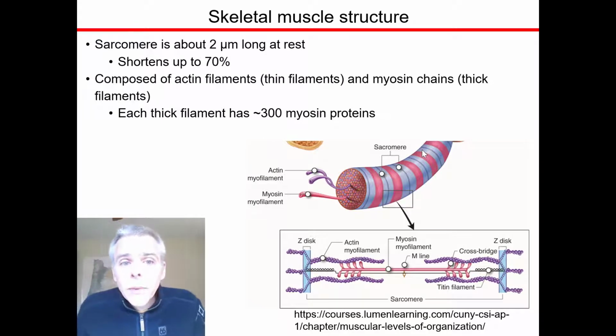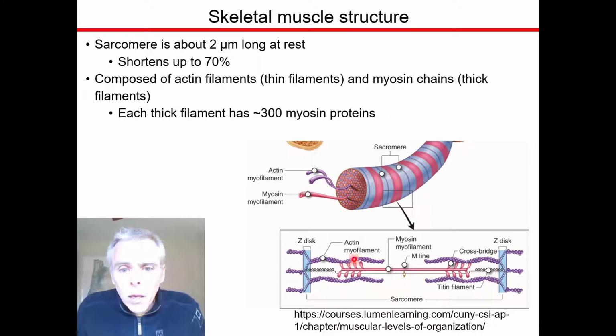Those sarcomeres are composed of actin filaments. We call those the thin filaments. So here we have actin filaments, and they're composed of the myosin chains, which we call the thick filaments. A couple moments ago, when I was talking about the structure of those myosin II filaments, I talked about the idea that they were bipolar. They had myosin heads on both ends. So we see myosin heads here, and we see myosin heads here, and those tails are twisted together to form that filament. I also mentioned that those myosin motor proteins were plus end directed.